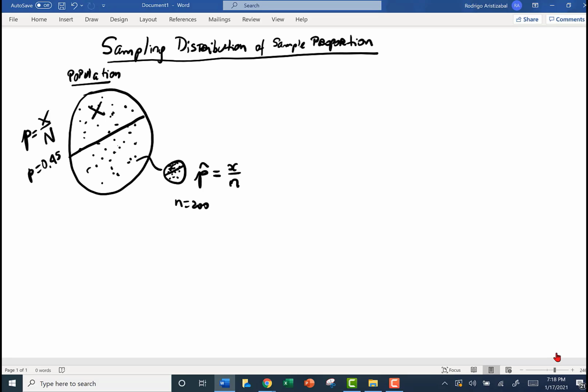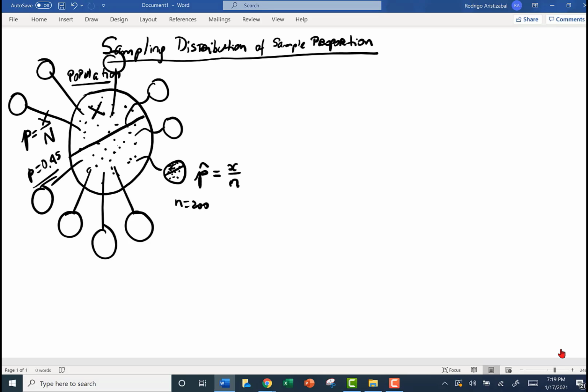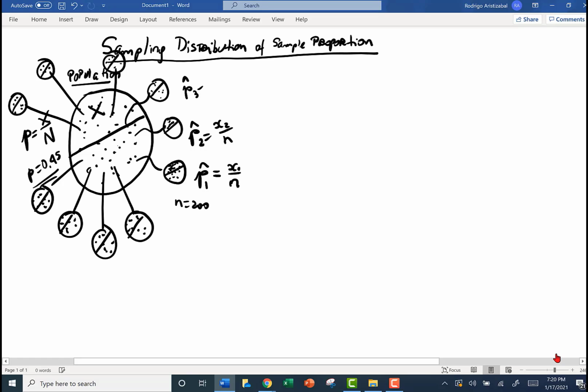For that reason, we are interested in determining how is the distribution of the sample proportion. Let's select all possible samples of size 200. All of the samples will have the same size, and let's compute the sample proportion for all of these samples. X2 divided by my sample size. Let's count all people here and divide it by the total. Let's compute the proportion for all of them.